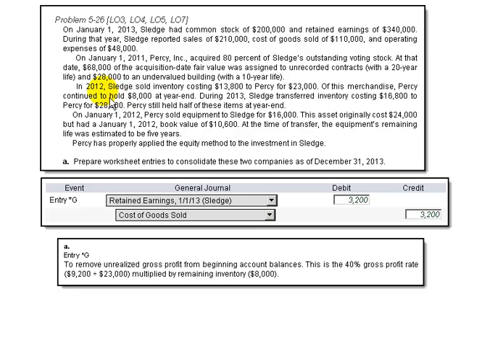So in 2012, Sledge sold inventory costing $13,800 to Percy for $23,000. So what we have is a 40% gross profit rate, and you would take the $9,200 divided by $23,000 to come up with that rate, and multiply it by the remaining inventory that was on hand. And they had $8,000. So see how that works?